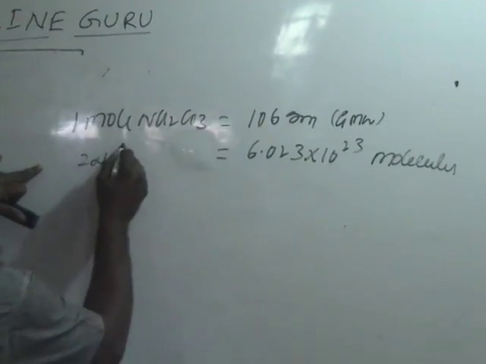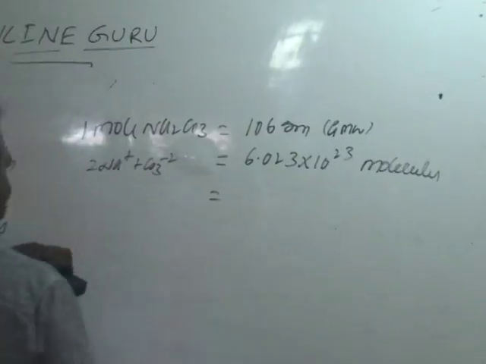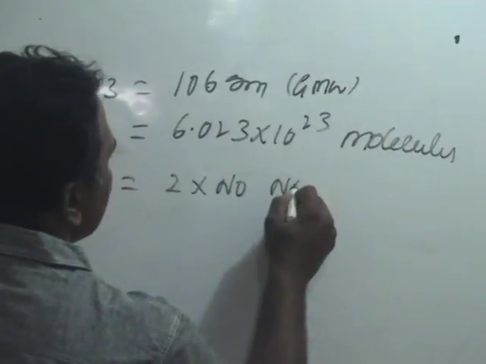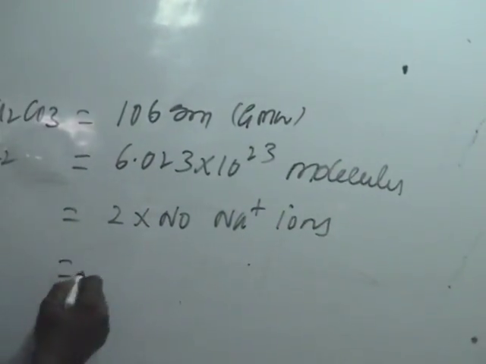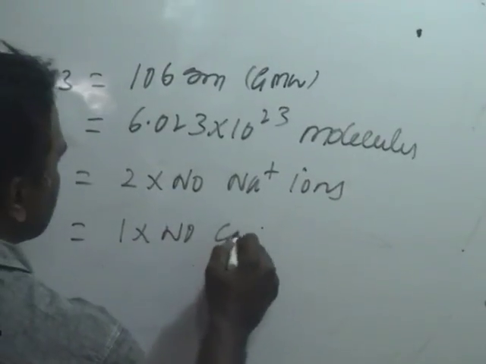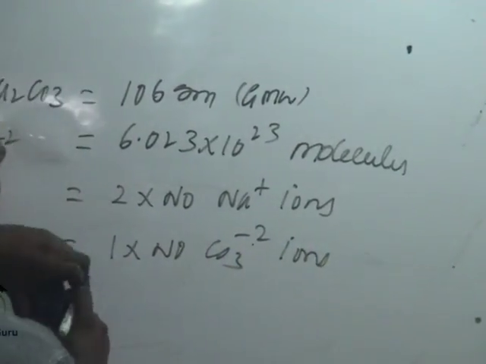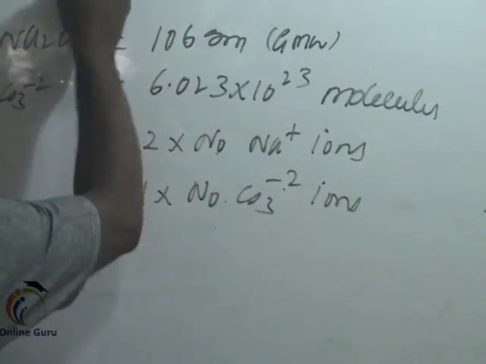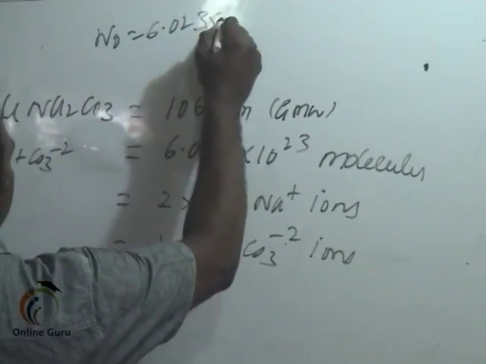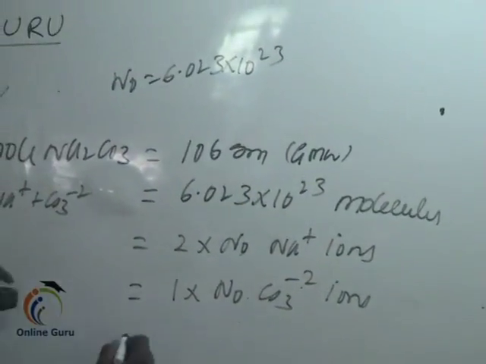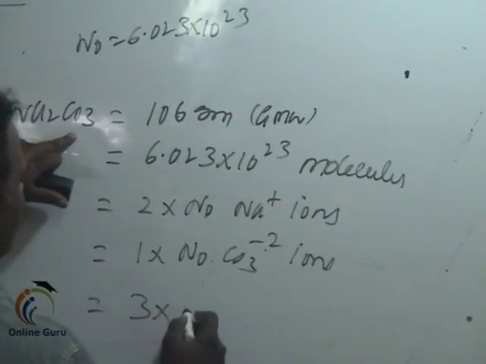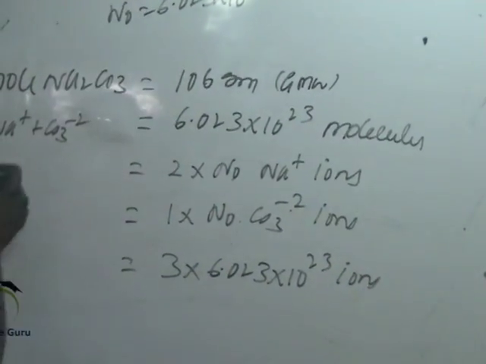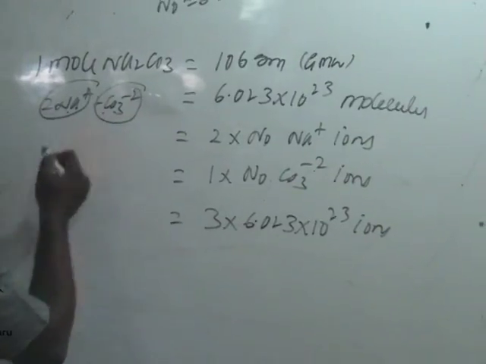Na2CO3 decomposes to form 2Na plus and CO3 minus 2. So 1 mole Na2CO3 contains 2 into N0 Na plus ions and 1 into N0 CO3 minus 2 ions. N0 is nothing but Avogadro number, N0 equals 6.023 into 10 power 23. Then 1 mole Na2CO3 equals 3 into 6.023 into 10 power 23 ions. Here 3 is because we have 2 Na plus and 1 CO3 minus 2. The total number of particles is 3.